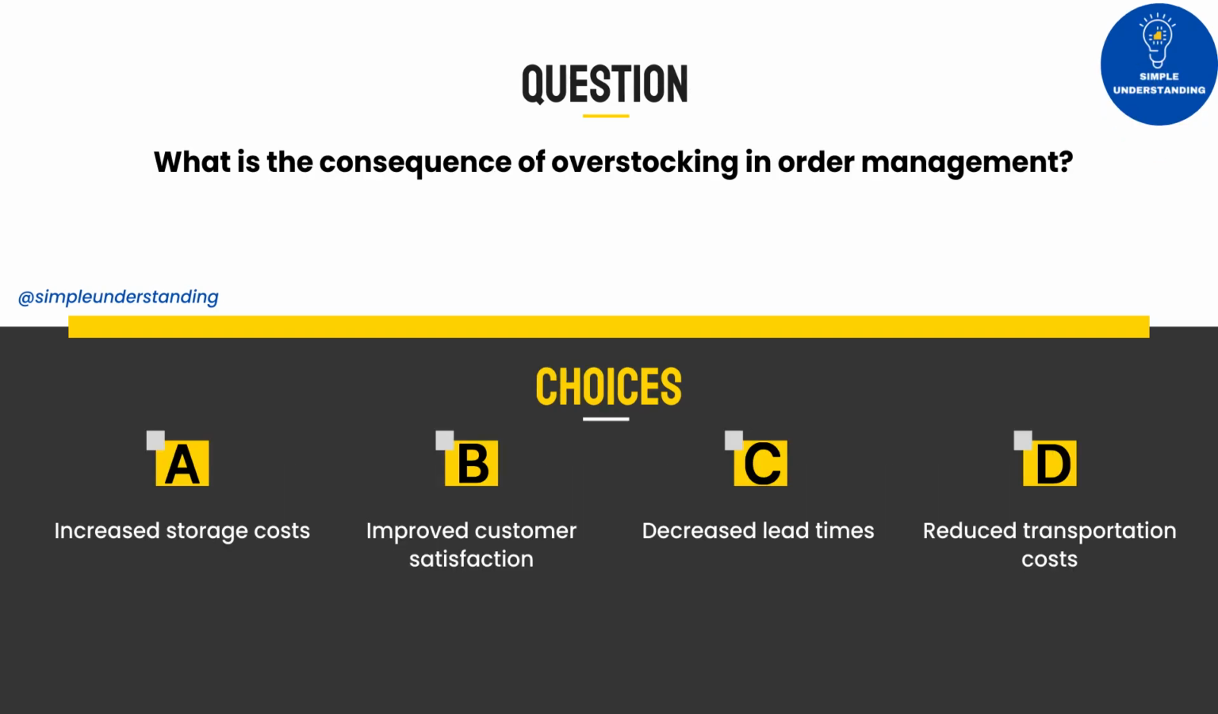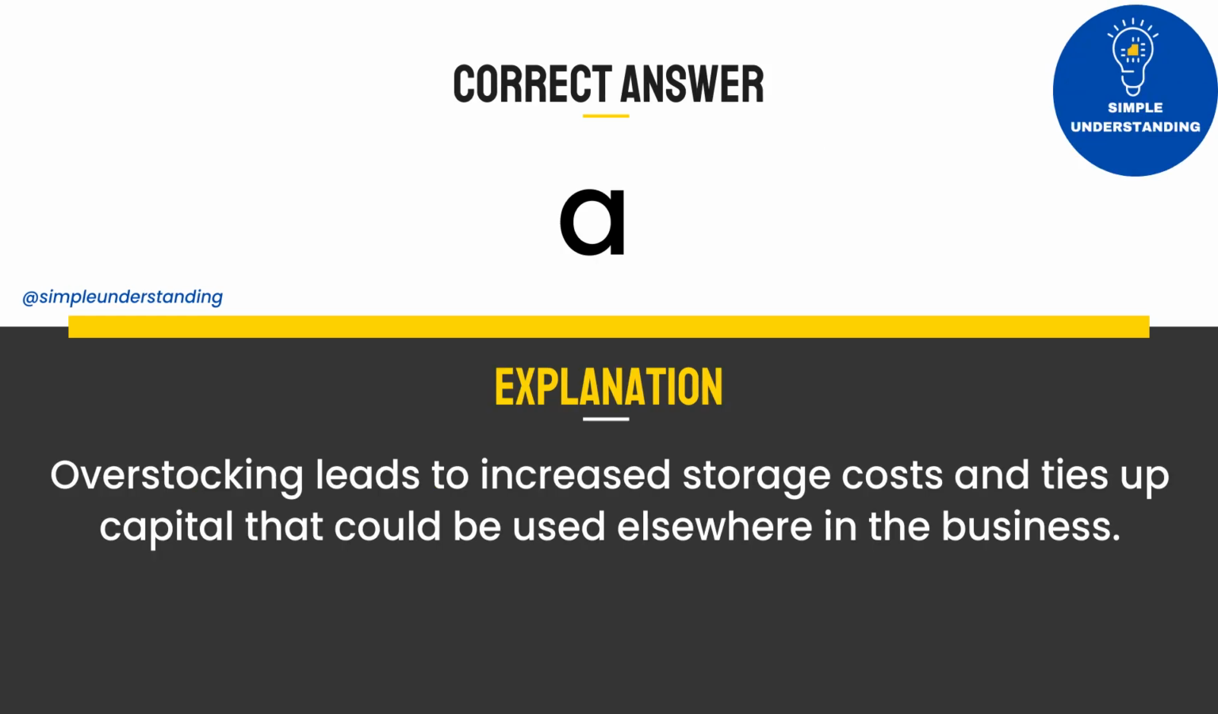7. What is the consequence of overstocking in order management? A. Increased storage costs. B. Improved customer satisfaction. C. Decreased lead times. D. Reduced transportation costs. Correct answer: A. Overall explanation. Overstocking leads to increased storage costs and ties up capital that could be used elsewhere in the business.